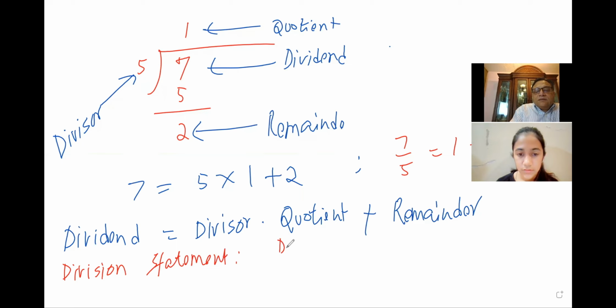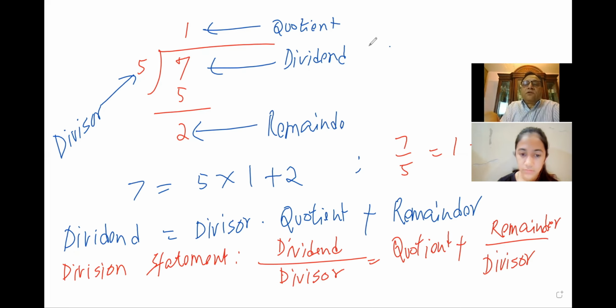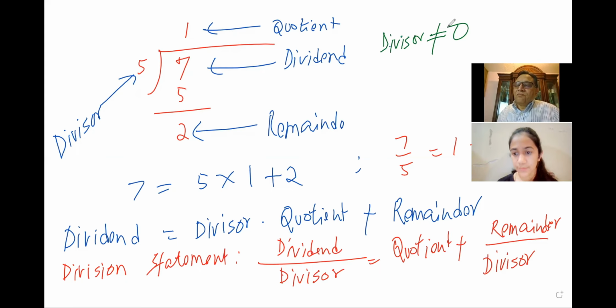So we write this as dividend divided by the divisor is equal to quotient plus remainder over divisor, correct? Yes. So of course, divisor is not equal to 0, right? So here we have a condition, and that is divisor not equal to 0. You cannot divide by 0. Is this all clear to you? This is normal, right? We cannot divide by 0.